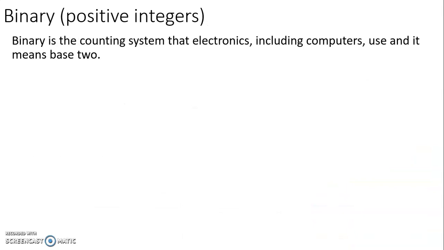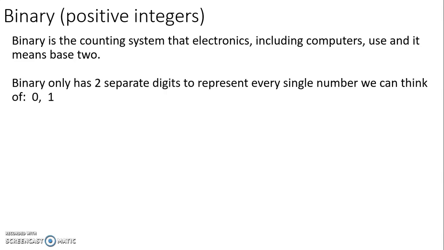So binary is a positive integer. It's the counting system that electronics, including computers, use, and it means base 2. Binary only has 2 separate digits to represent every single number that we can think of, and it's 0 and 1. Now many of you will remember this from S3, so I'm going to give you just a quick recap on what binary is and how we convert. But for those who maybe haven't seen it before, not to worry, there's going to be plenty of theory, okay?